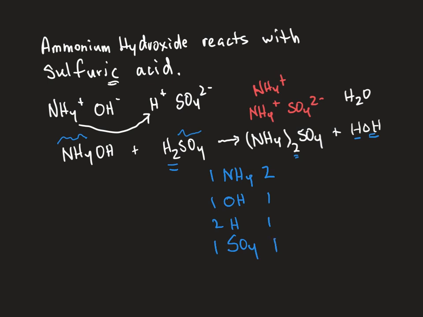So now we can do our balancing. To balance this equation out, I'm going to put a 2 in the front of my NH4OH. That's going to change this to a 2. It's going to also change this to a 2. Now I need to get 2 hydrogens. If I put 2 in front here for my hydrogen, I end up getting 2 hydrogens, but I also end up with 2 hydroxides. And so this equation would then be balanced.